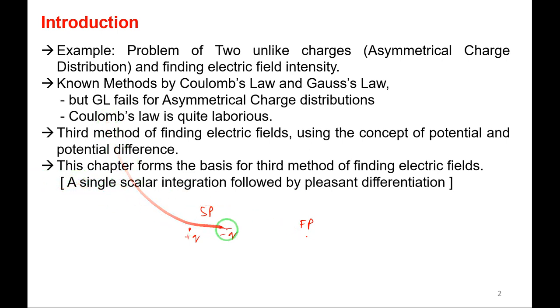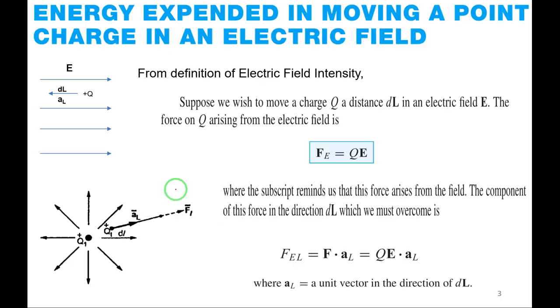But if I make use of Coulomb's law, what will happen? If I consider a three-dimensional coordinate system, there are three components, x component, y component and so on, which means three integrations will come. Instead of three integrations, it is better to go for a single scalar integration followed by a pleasant differentiation. This differentiation may be pleasant or unpleasant, it depends, but they are calling it pleasant differentiation. Let it be. That we'll see later.